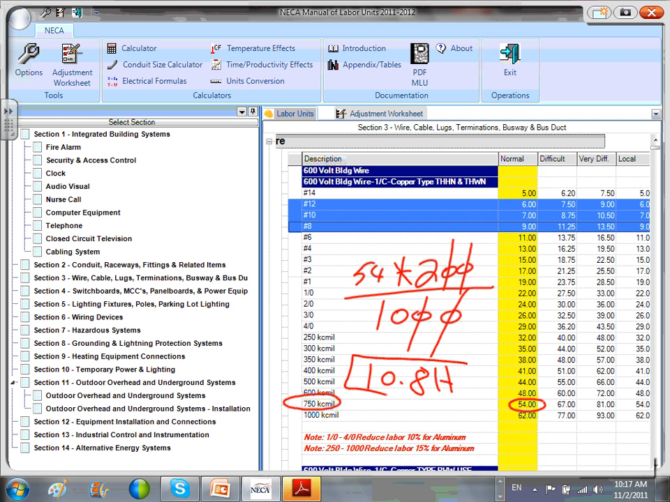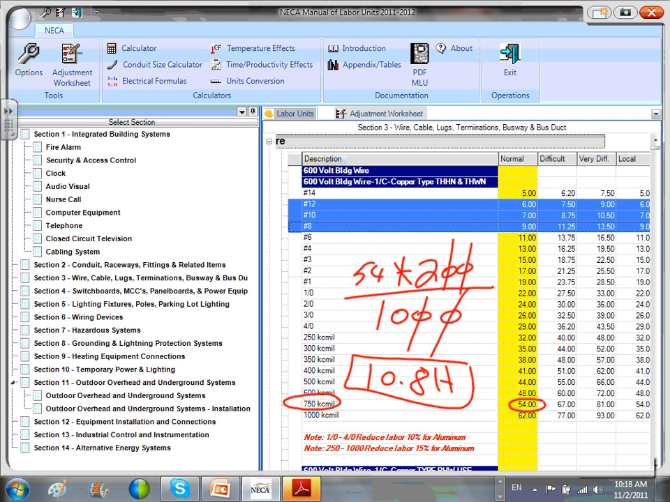Did I do the math right? 54 times 2 is 108. Divide by 10, 10.8, right? It will take me 10.8 hours to install this at 750. Just pull it. And that's real. What you're looking at here is real. These are numbers used for normal conditions.